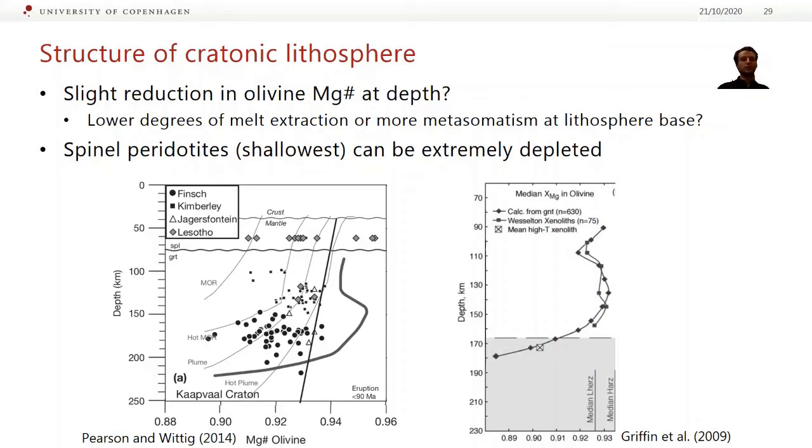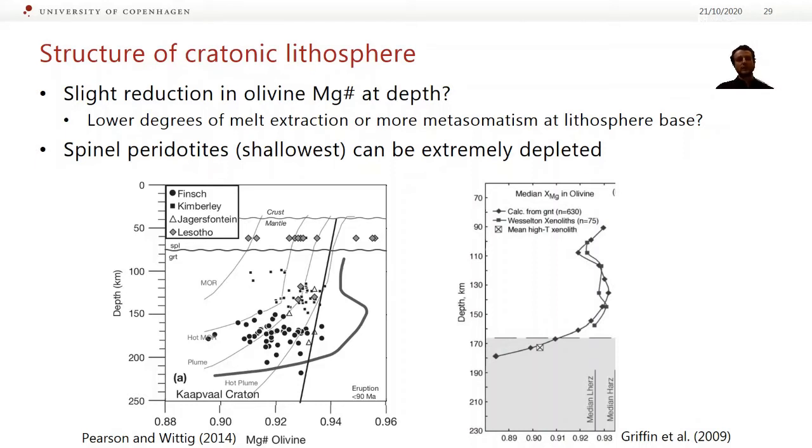Spinel peridotites, which are the shallowest cratonic mantle samples, can be extremely depleted. They're not always more depleted than garnet peridotites, but in this case in the bottom left, this is a compilation of olivine Mg numbers against the depth that they were sourced at for the Kaapvaal craton. You can see that some of the spinel peridotites extend up to Mg numbers around 0.96, which is very high.